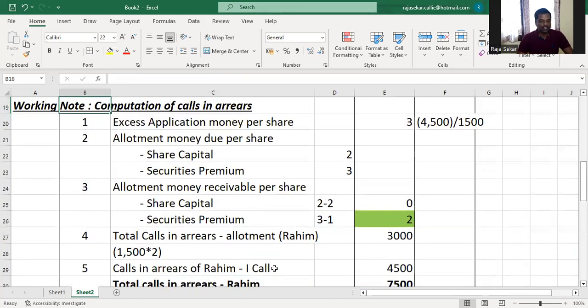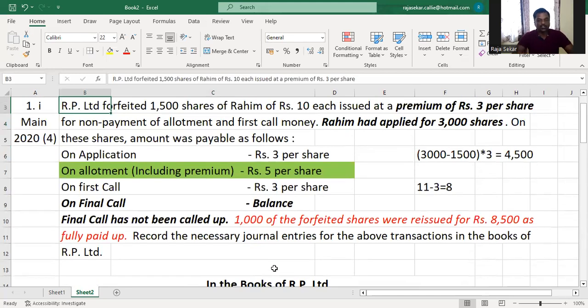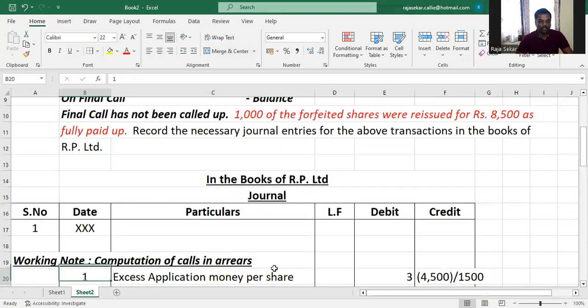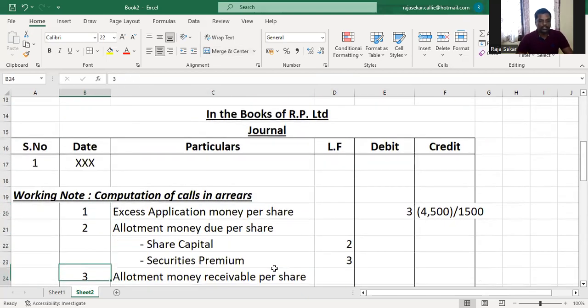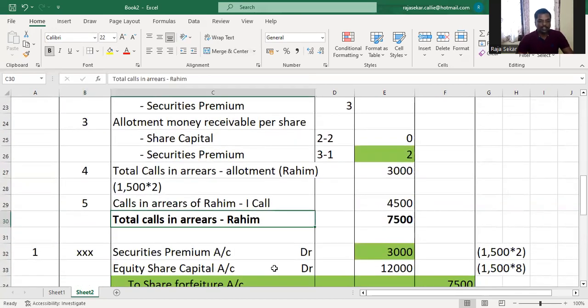The first working note is done whenever there are calls in arrears. Like in this case, there are calls in arrears for Rahim in allotment, and there is some excess application money available to be set off against that particular call, in this case, allotment. You do this working note for computation of calls in arrears. You arrive at the total calls in arrears, keeping in mind that there might be calls in arrears for the other calls made after this also.